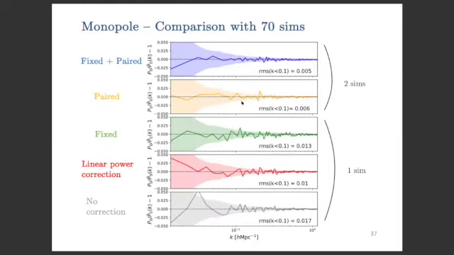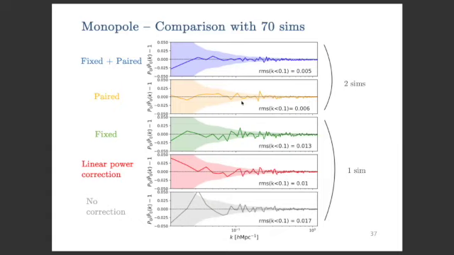In this plot, we show the performance of different sampling variance removal methods. We take the monopole, quadrupole, and hexadecapole of the redshift space galaxy power spectrum and compare the predictions from this emulator to the ground truth. The ground truth here is the ensemble average from 70 different independent simulations.